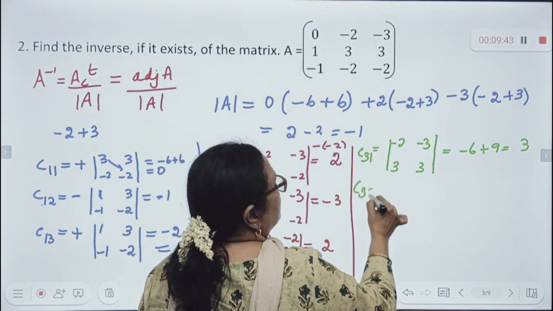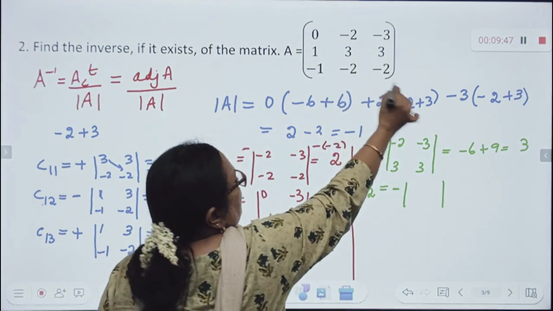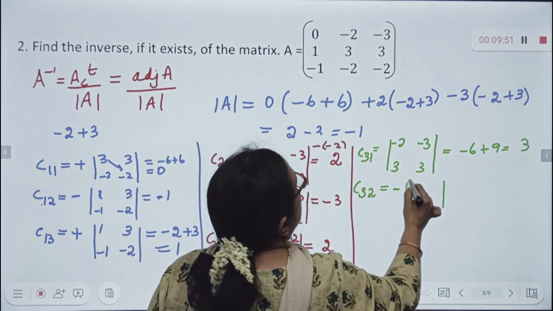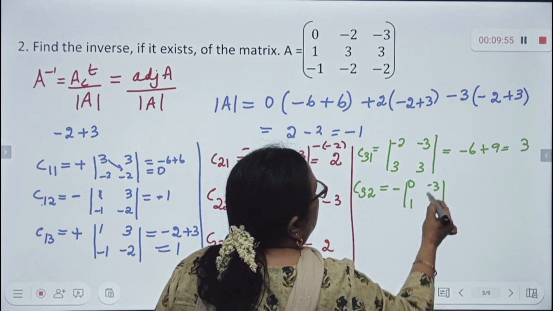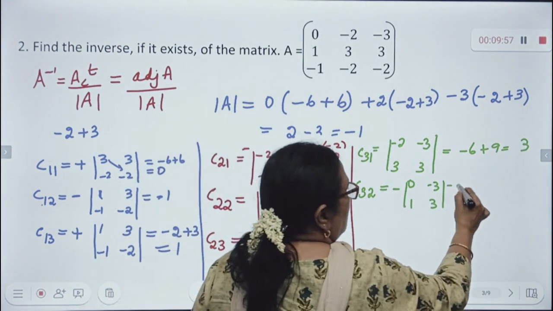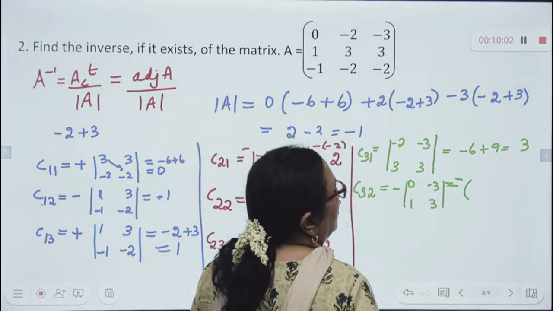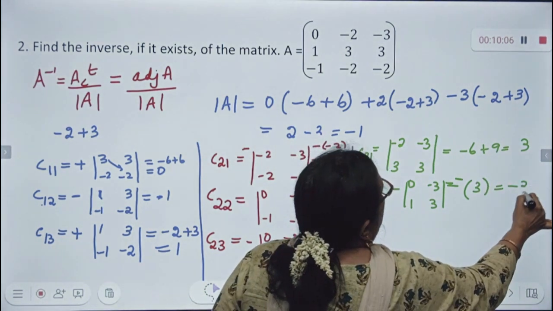C32 will be minus of, for this is third row, second column. So this and this will be gone. So what will I have? 0, minus 3, 1, 3. So this is minus of 0 minus of minus 3, which is 3, which is equal to minus 3.